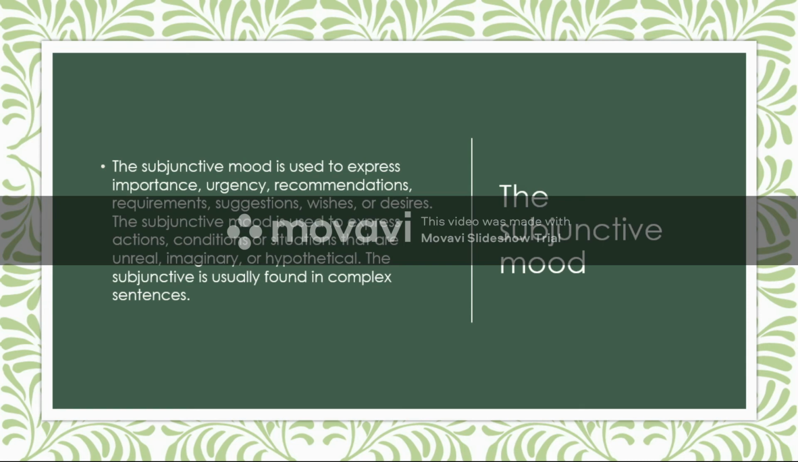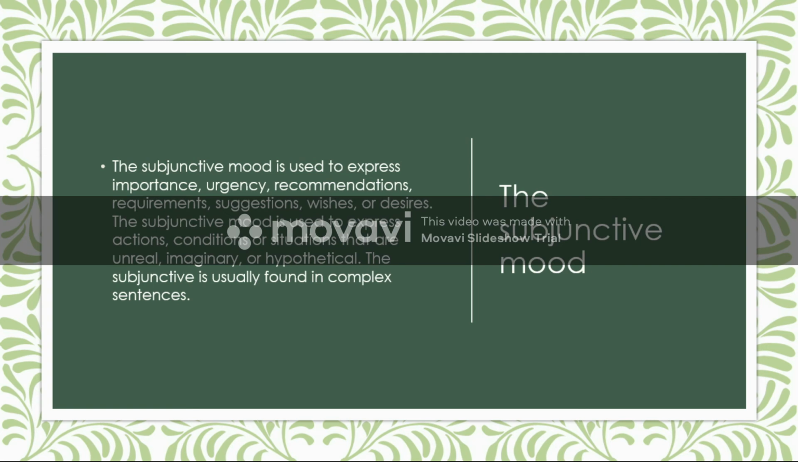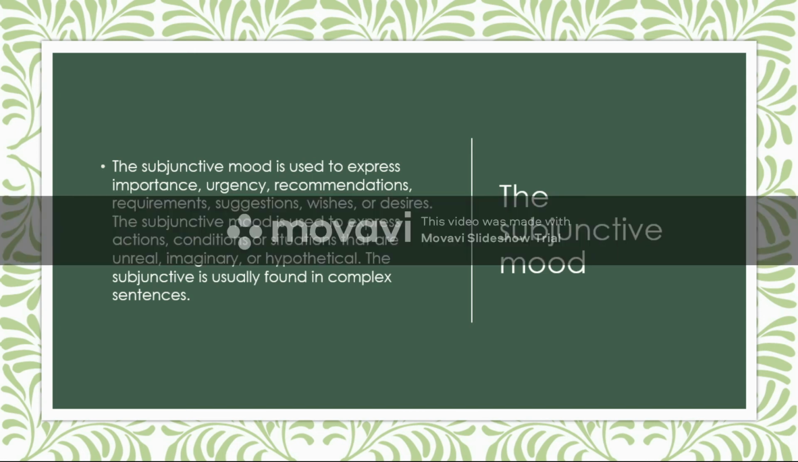Now I would like to make a review of everything that we have seen in this video. As I mentioned before, the subjunctive mood is used to express importance, urgency, recommendations, requirements, suggestions, wishes, or desires. The subjunctive mood is used to express actions, conditions, or situations that are unreal, imaginary, or hypothetical. The subjunctive is usually found in complex sentences.